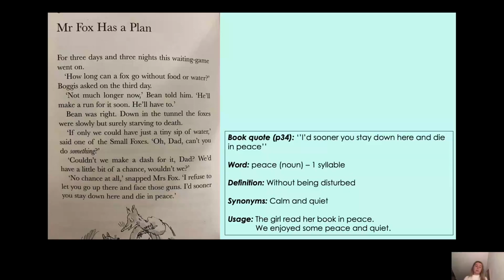So in this context, Mrs. Fox is saying she'd rather have the foxes die in peace, so without being disturbed, in their home, rather than going out of their home and being killed by the farmers, which definitely wouldn't be in peace. So some synonyms of peace are calm and quiet, okay? In the calm and in the quiet. Now we've got another usage here. So the girl read her book in peace. So it was very quiet in the room where she was when she was reading her book. And we enjoyed some peace and quiet. So lots of people say, oh, I enjoyed some peace and quiet on the weekend. Okay, that means that they had some time to just be by themselves without being disturbed.